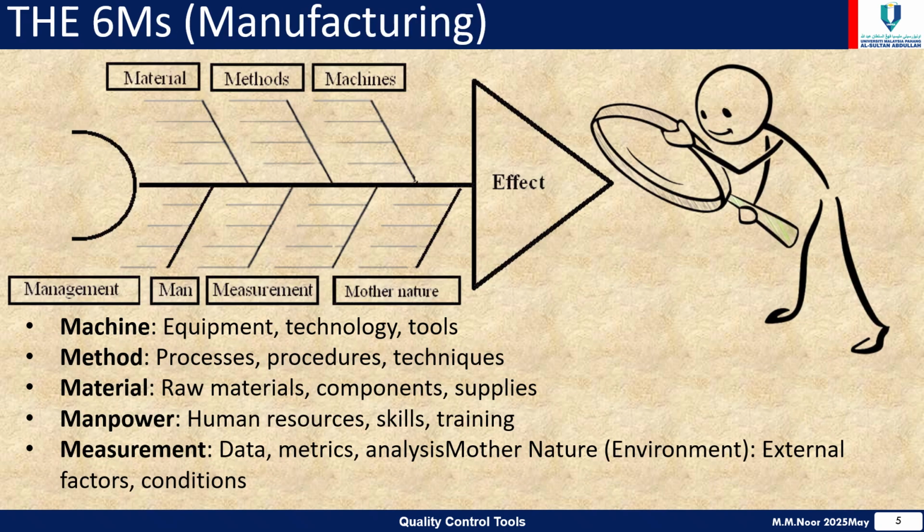Here you can see how manufacturing uses the fishbone. They prefer the 6Ms: machine, method, material, manpower, measurement. Under machine, they also prefer equipment, technology, tools, and under method, processes, procedures, techniques. Next is material: raw materials, components, supplies. Manpower is human resources, skills, training. And lastly, measurement: they measure the data, metrics, analysis, and mother nature. This gives us a complete view from equipment to human factors and even external conditions.